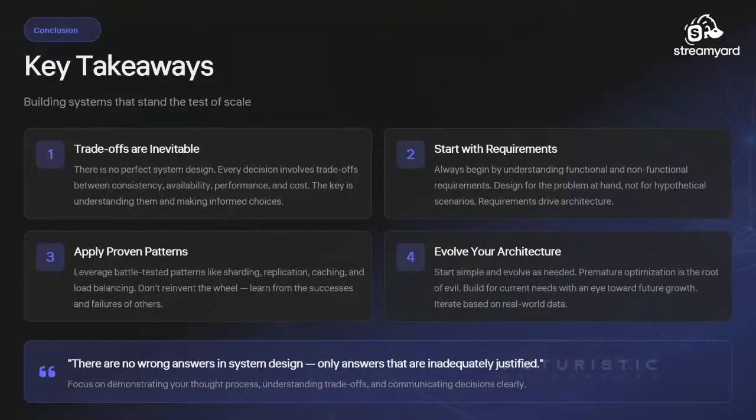Before we close, there's no wrong answer in system design, only answers that you can't explain well. What it means is that you should be able to explain what you're doing and why you are doing it, instead of labeling it good or bad. That really matters. Okay, that's the end of this.